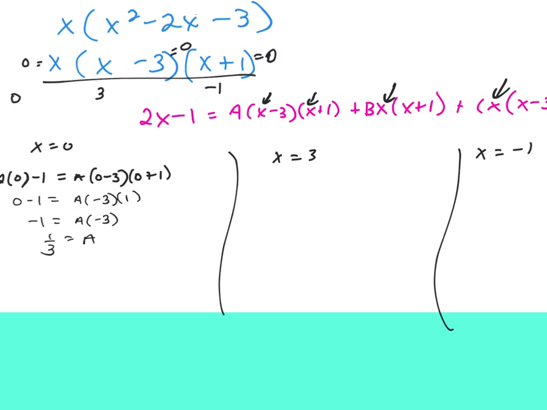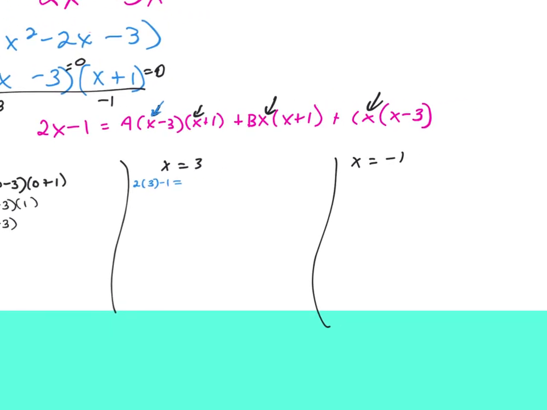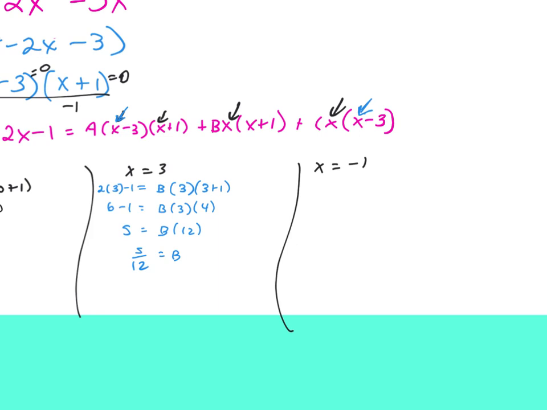Then I go to plug in positive 3. 2 times 3 minus 1 equals, plug in positive 3 here, and the a goes away. Plug in positive 3 here, and the c goes away, which means the b is the one that stays. And then the last one, negative 1: 2 times negative 1 minus 1. Plug in negative 1 here, the a cancels out. Plug in negative 1 here, the b cancels out, which means the c stays.